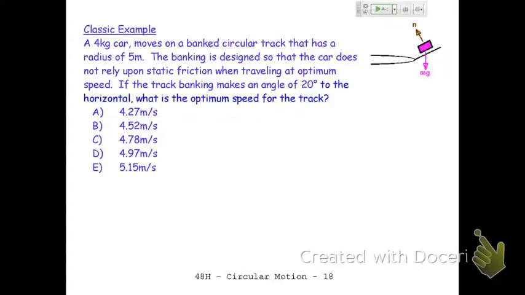So this last one, actually doing all of them. I didn't think I'd do all of them, but you know, we'll see. I might run out of time. We'll see. A 4-kilogram car moves on a banked track that has a radius of 5 meters. The banking is designed so that the car does not rely upon static friction when traveling at optimum speed.